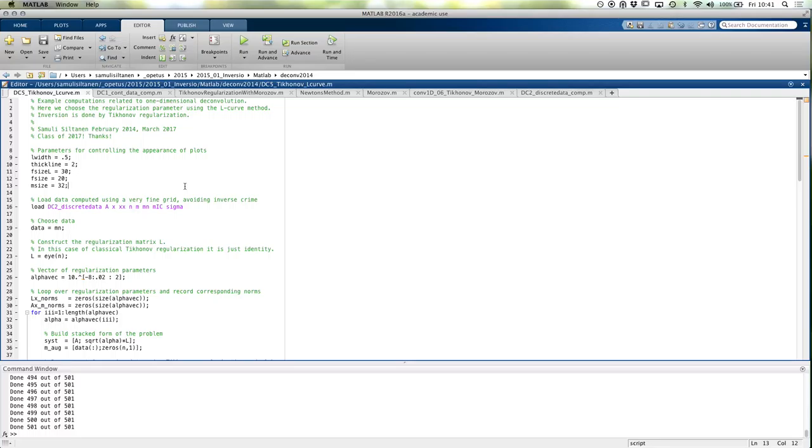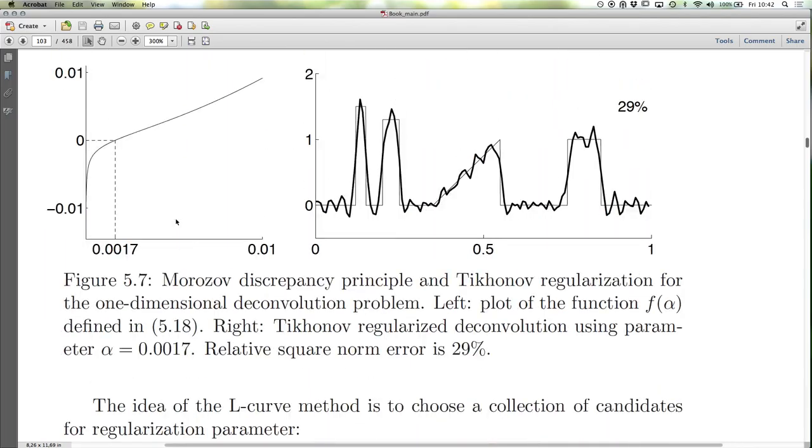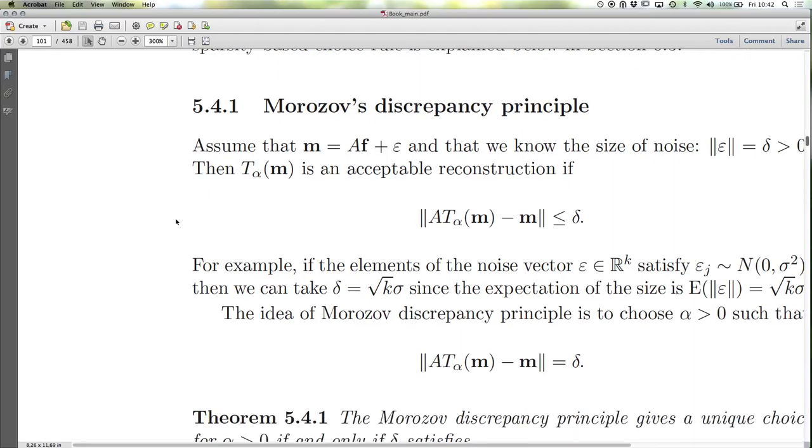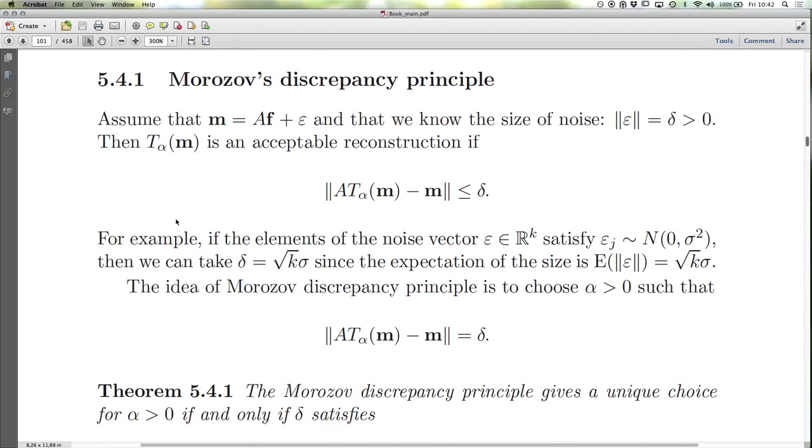And then I would suggest moving on to the Morozov discrepancy principle. The starting point of Morozov's method is that we know how big the noise is, so that we have some idea about the norm of the noise. In practice, it's hard to say. It depends on the situation if this is easy to know or not so easy.